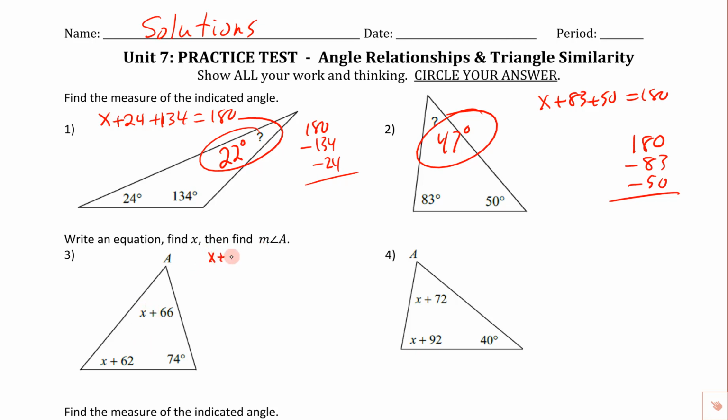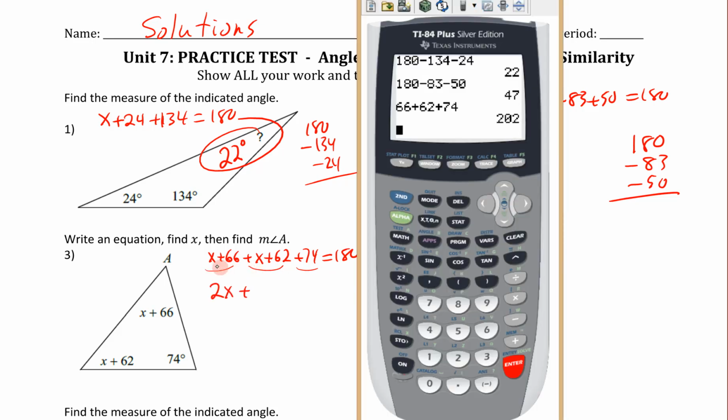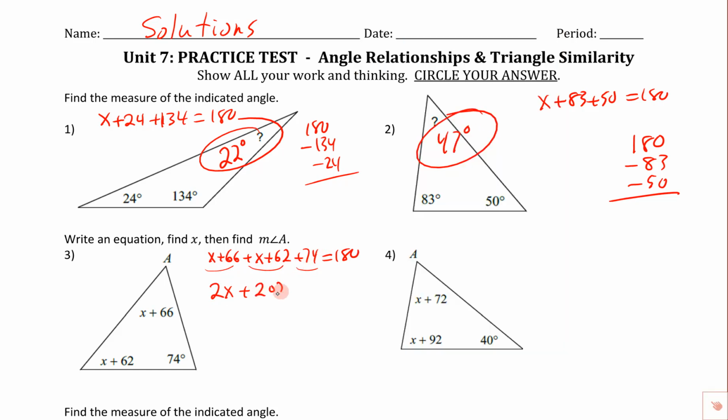So we're going to do x plus 66 plus x plus 62 plus 74 equals 180. So we've got the first angle plus the second angle plus the third angle. We add all those together and set it equal to 180. And then we've got some like terms. So here's what we've got. I combined the like terms. I combined the x plus the x. I got 2x. And then I added 66 plus 62 plus 74. Double check me on the calculator. So I got 202 equals 180. And then I solve from there.